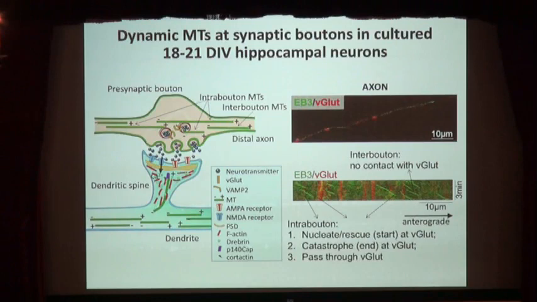So I generated movies and kymographs as shown here with the y-axis as the time and x-axis as the distance from cell body to the distal axon. And the intrabouton microtubules can be further subclassified based on their plus end contact with VGlut on the kymograph: first, the ones that nucleate or are rescued at VGlut, or on the kymograph, the tracks that start at VGlut. But we cannot distinguish those two populations because EB3 only labels microtubule growing plus ends. And second are the microtubules that catastrophe at VGlut, and third are the ones that pass through VGlut.